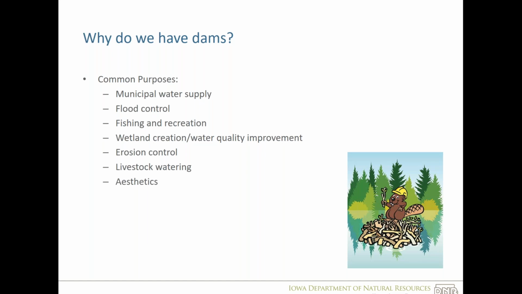We build a lot of dams just for fishing and recreation. Along with that, we're building more and more wetland dams that are useful for water quality improvements and fish and wildlife creation as well. And then erosion control has also been a high use of dams throughout the state. As streams erode, you can build a dam that provides a check on that erosion of the stream and slows down some of that degradation.